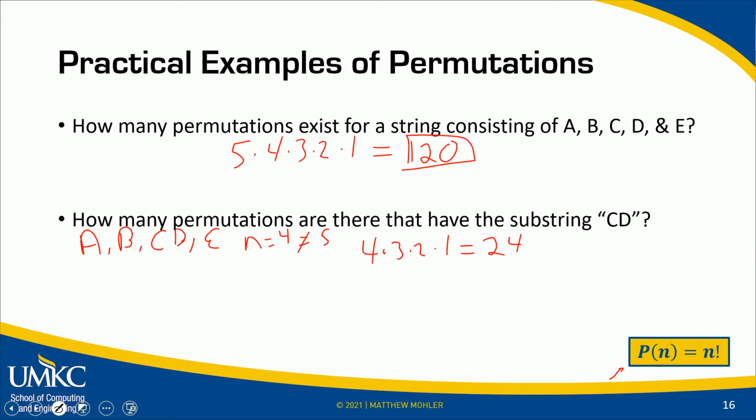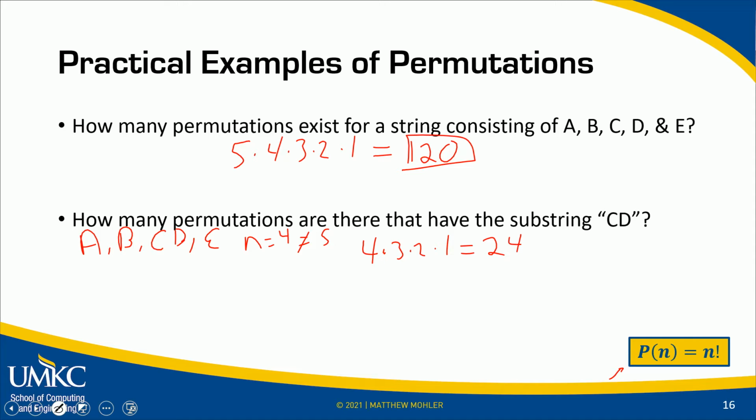Now, if you want to go through and write out all those 120 permutations and show that only 24 of them have the substring CD, feel free. If you really want to prove it to yourself, you're all studying computer science or electrical engineering, write a Python program. Or if you're really feeling adventurous, write a program in C that would actually establish that there are only 24 permutations with the substring CD.